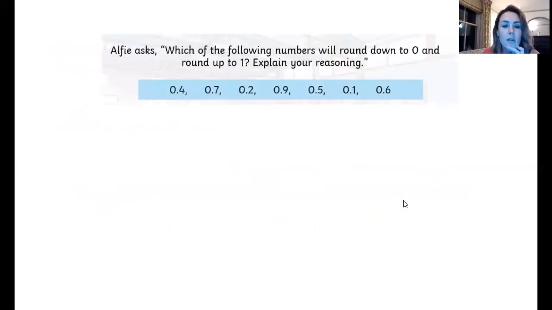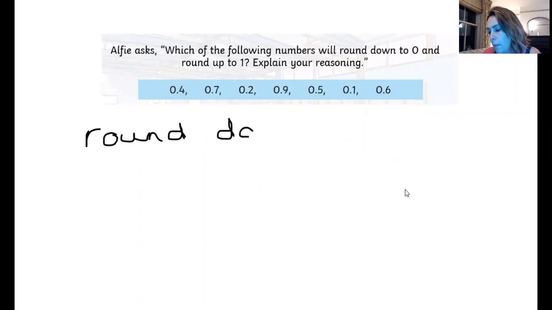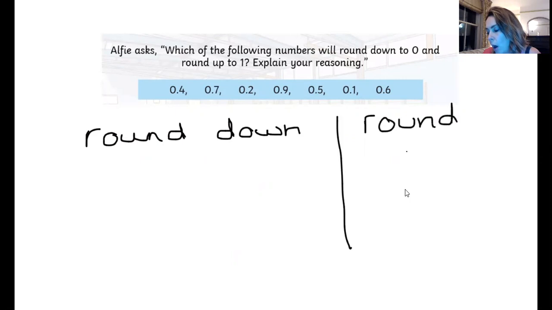So Alfie asks, which of the following numbers will round down to 0 and round up to 1? Explain your reasoning. So I'm going to give you a moment just to have a look and have a go at that one together. Let's have a look. So let's see the ones that would round down to 0, and then we'll see the ones that would round up. So we need to have a look at these digits to help us, and it's exactly the same as when we were doing rounding before.